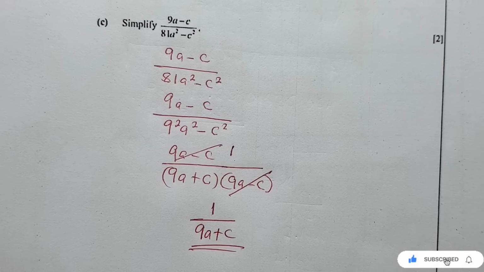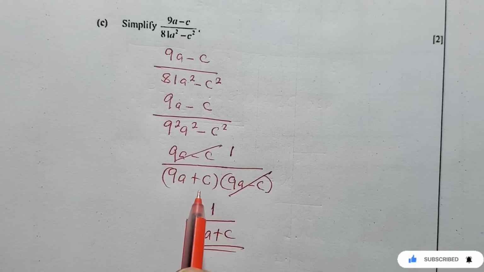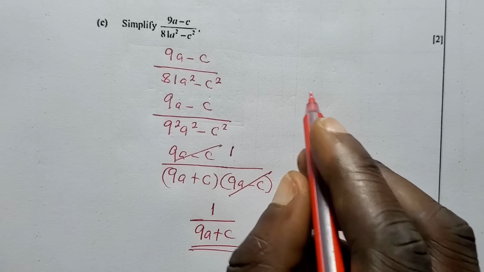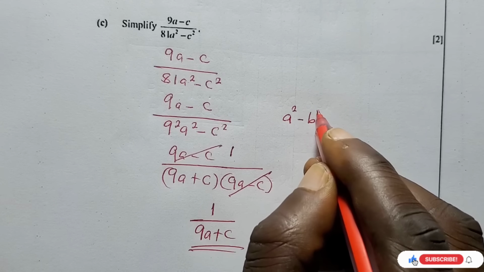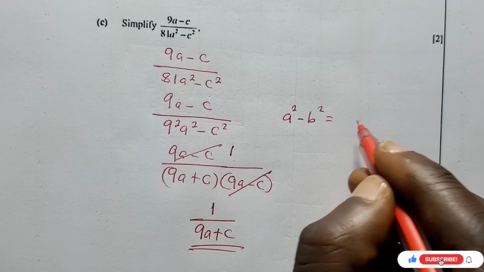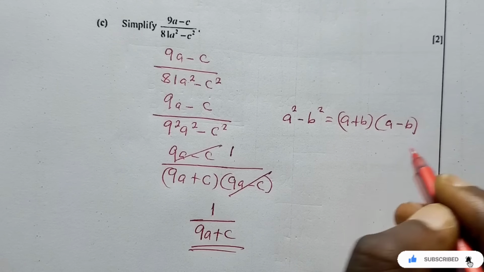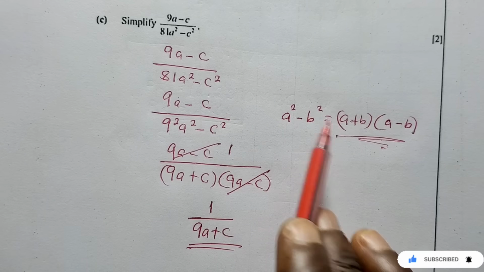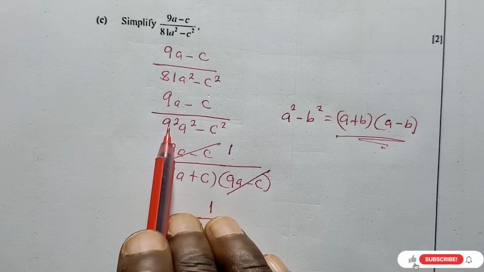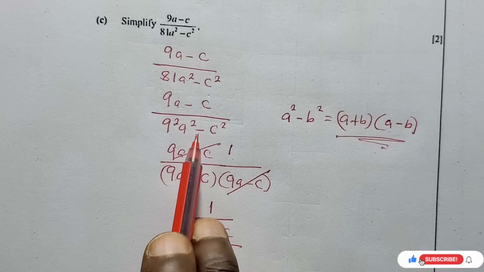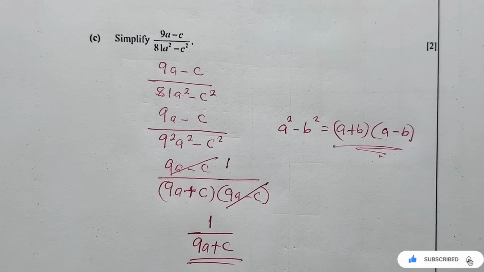Why have I written this like this, difference of two squares? Because by definition, a squared minus b squared is equals to a plus b, a minus b. So this is how you factorize. Even here, you just get 9a, then you just use a different sign, plus. That's all to question 8.